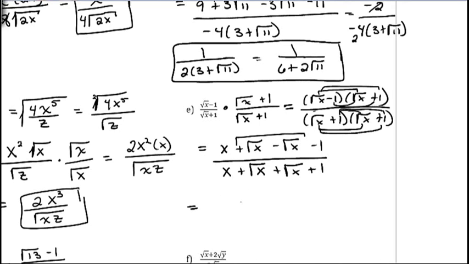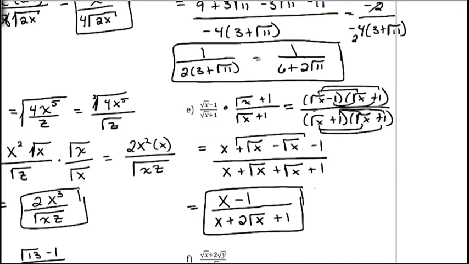These two middle terms on the top cancel to give us 0, so on the top I'm left with x minus 1. And on the bottom I have x. I have square root of x plus the square root of x, so that's plus 2 square root of x. And then we have plus 1. And you cannot cancel anything, you have to leave it just like that.